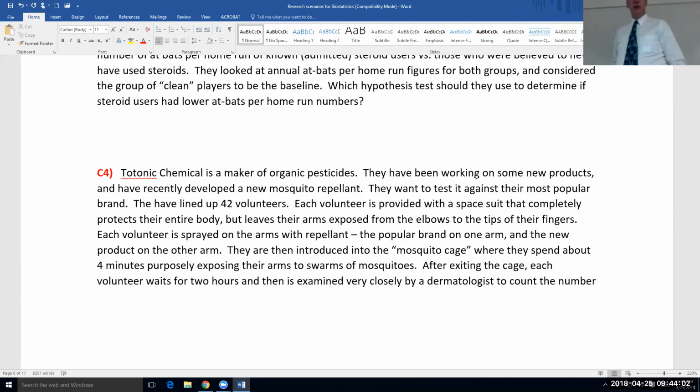Each volunteer is sprayed. So usually that's not what they do. They don't give you a spacesuit. What they do is they have a cage, like an aquarium, and then you stick your arm in the aquarium. Anyway, I don't usually do the spacesuit, but that's fine.